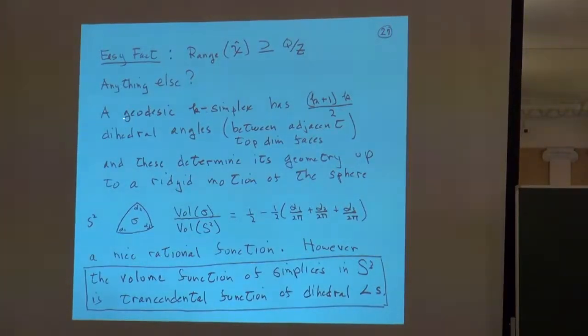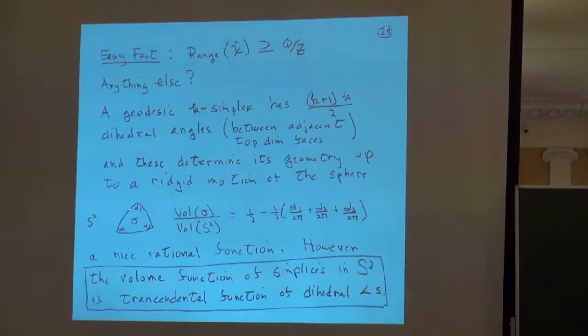So we recall that a geodesic simplex has a bunch of dihedral angles, in fact k plus 1 times k over 2. Dihedral angles are the angles between adjacent top-dimensional faces, so they're the top angles. And these determine its geometry up to a rigid motion of the sphere, so we might as well just think of a geodesic simplex as being determined by its dihedral angles.